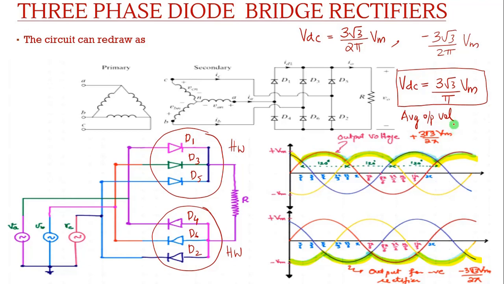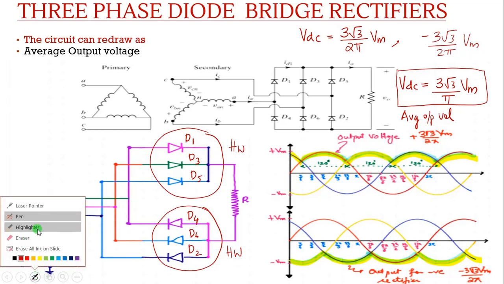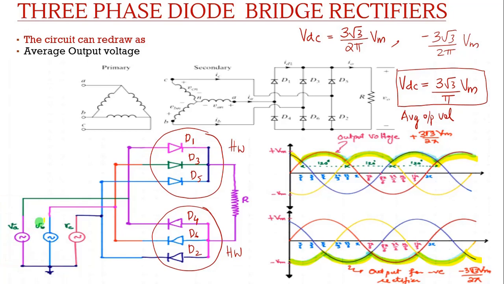Okay, so this will be the average output voltage here, and the conduction I have already told: we will be getting output as line voltage. That is, if diode D1 and D2 is conducting, the path will be like this. So here the output voltage will be VAC. VAC means line voltage, right? VAC is the line voltage between line A and line C.